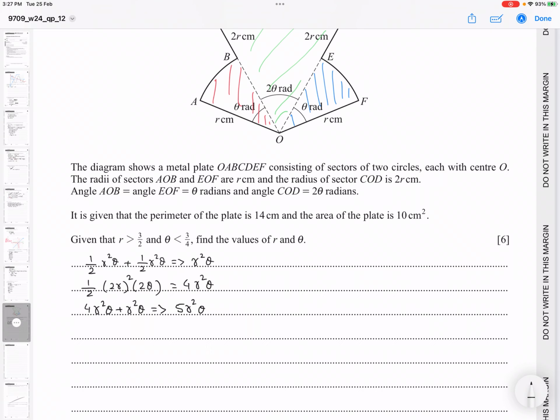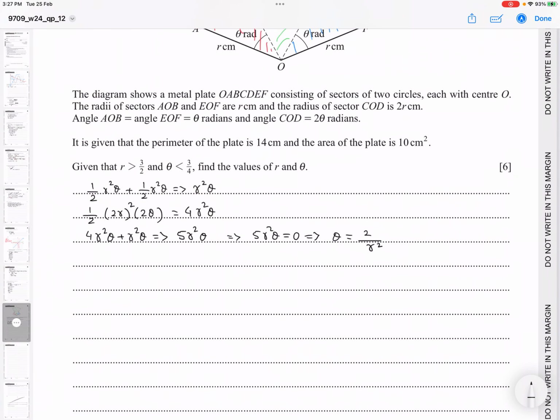And the area of the whole plate is given 10. So can I equate it with 10? So 5r square theta equals 10, and from here I can find out the value of theta in terms of r. So theta equals 2 over r square. Keep it with you. Now go for perimeter.